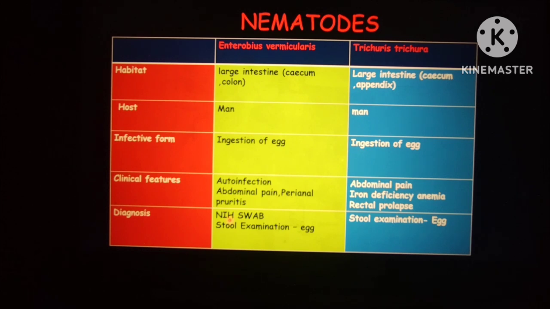So how will we diagnose this? That is an NIH swab or the cellophane tape method. You take the cellophane tape and place it over the anal region, strip it off, then place it over the saline on the slide and observe under the microscope. Okay. So stool examination here is for the eggs.